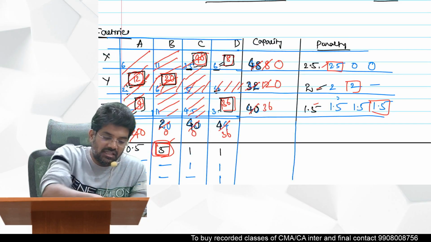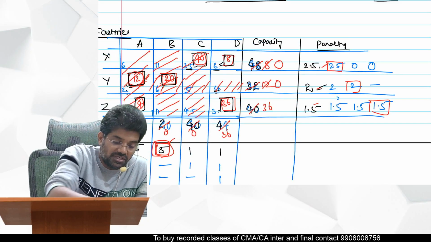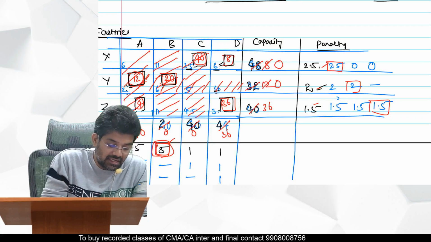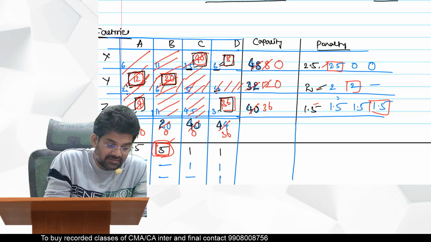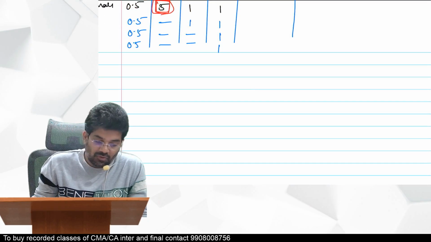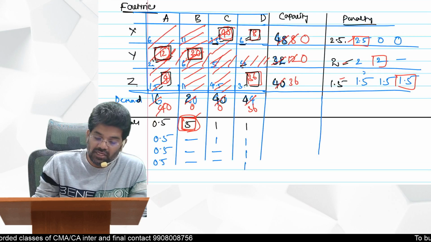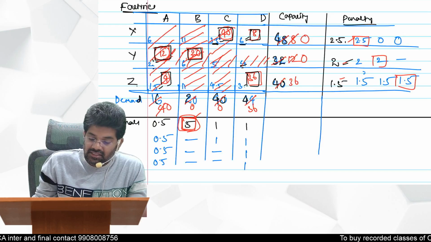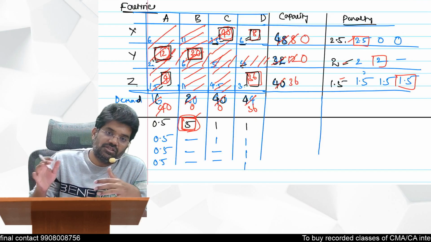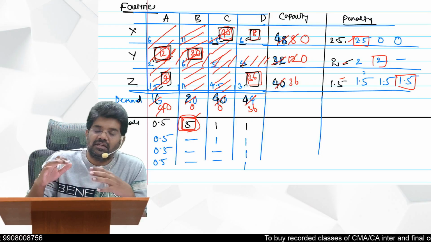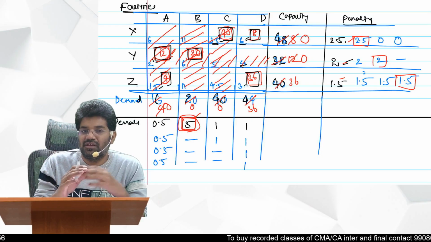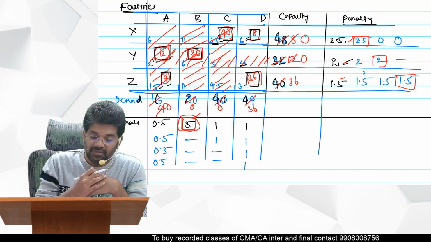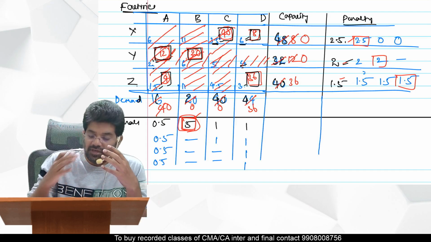Okay, so these are the steps under Vogel's approximation method. So what are the steps here? First you should calculate what? Penalties. In each row and column you should calculate penalties first. How do you calculate a penalty? The difference between the first least cost and the next least cost.